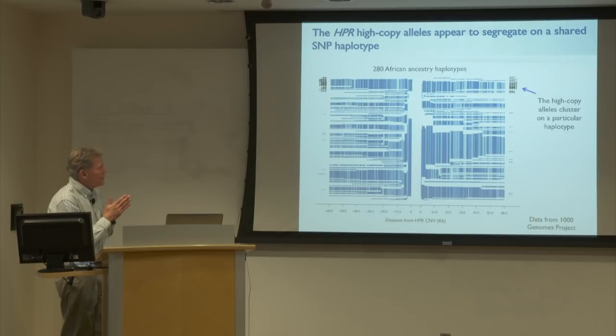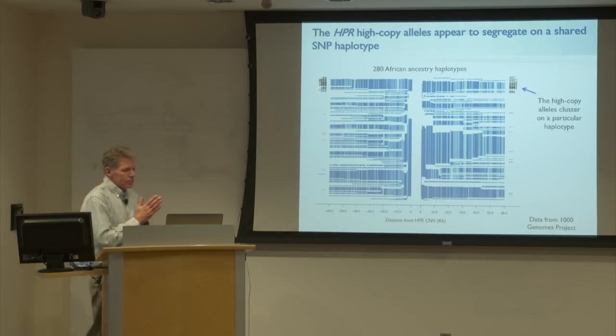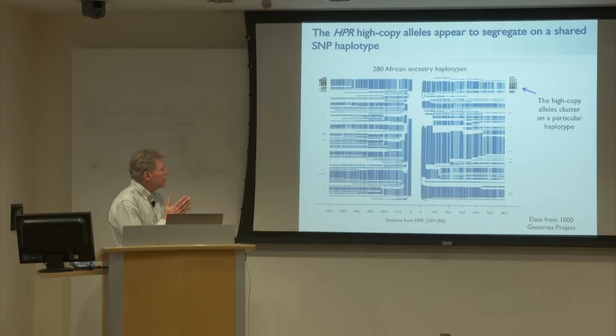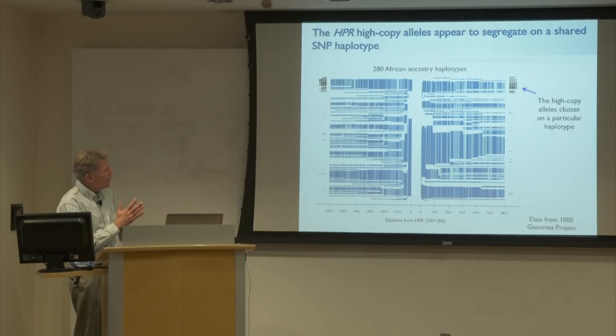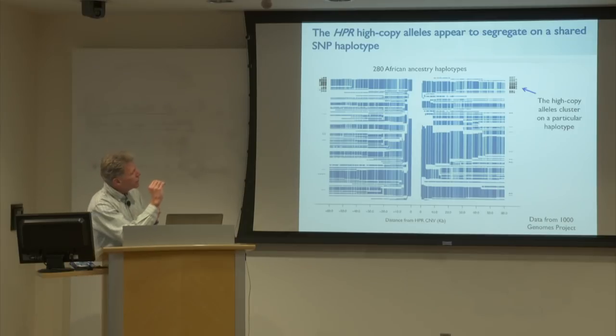And if you look at the haplotypes on which these duplication alleles lie, you see the following kind of pattern. This is a plot we call a spider plot. And what this is showing is 280 different haplotypes from people of African ancestry from 1,000 genomes. And the center of the plot is the HPR gene. And then the haplotypes are branching out as they diverge from each other, moving away from the HPR gene. And each horizontal line is a different haplotype.